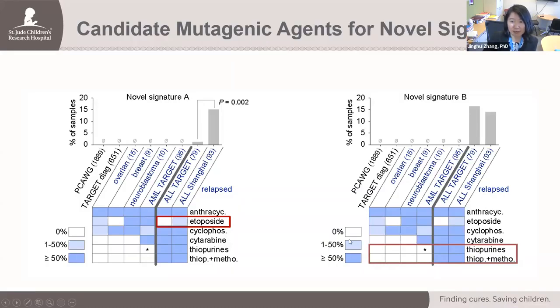By contrast, novel signature B was found in both the ALL TARGET relapses and the Shanghai cohort.